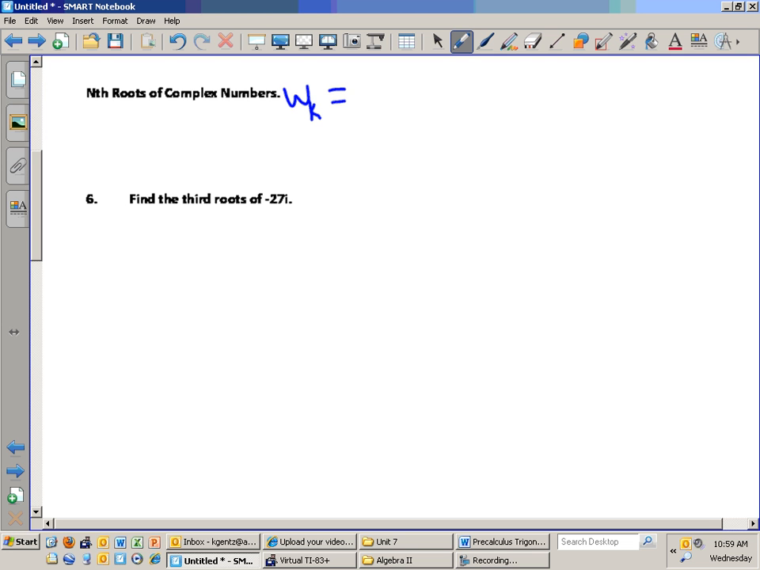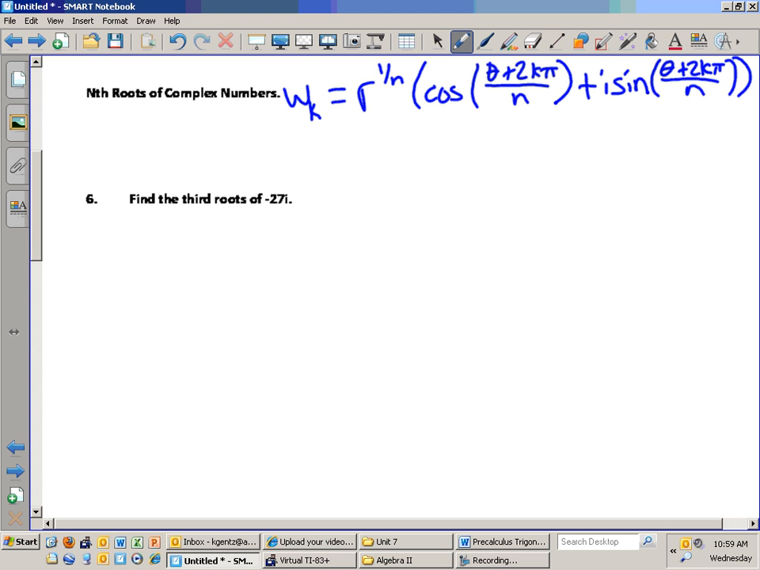W sub k is equal to r to the 1 over n times the cosine of theta plus 2k pi over n plus i times the sine of theta plus 2k pi over n. That's our formula. That's one that you're going to want to write down for your notes for your test. Nth roots of complex numbers. That's the formula. What does that mean?